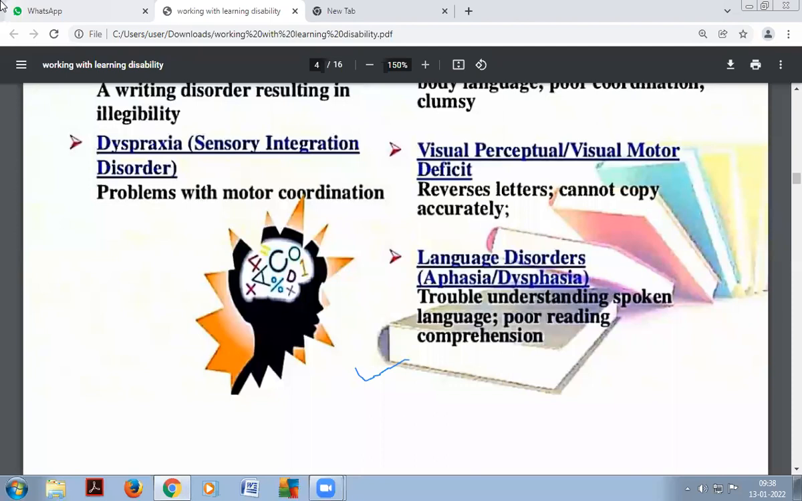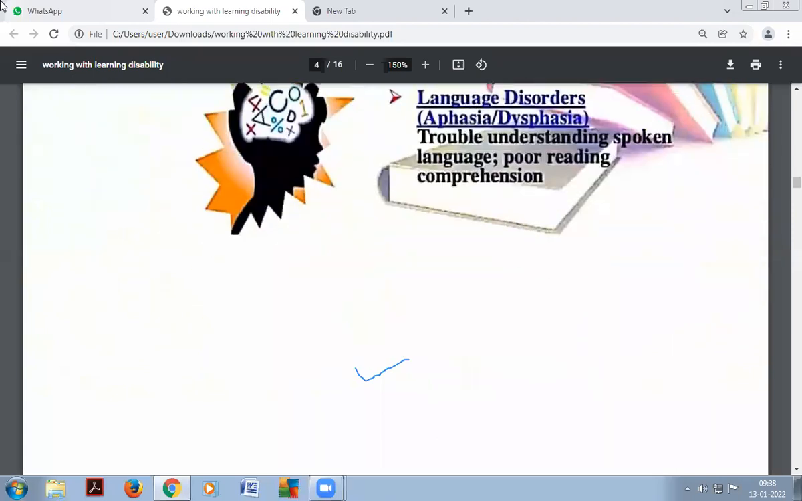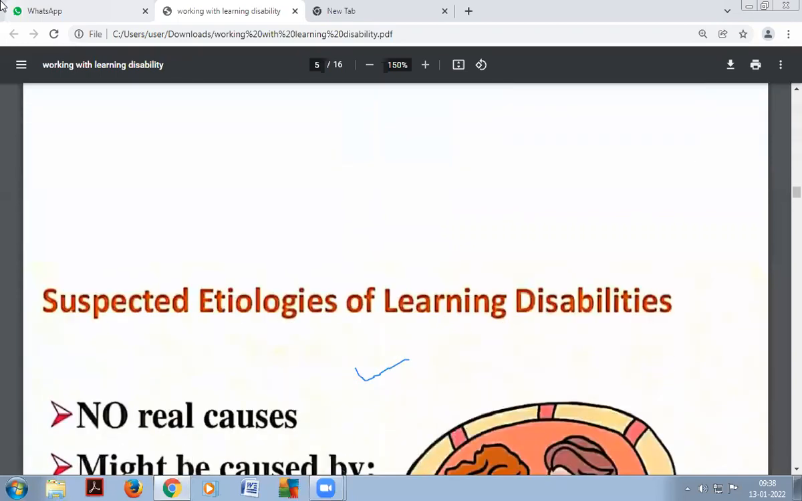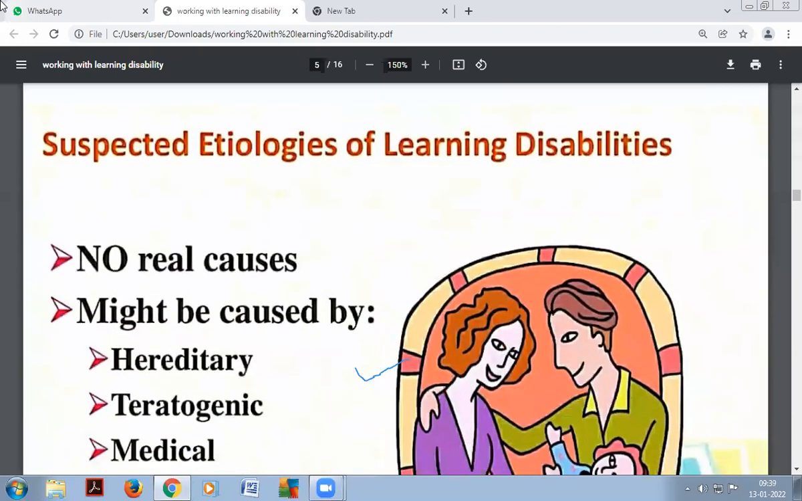Next one is left here. We should also take this one: language disorders, aphasia. Already I have completed this one. So moving to the slide, and this is suspected etiologies of learning disabilities.